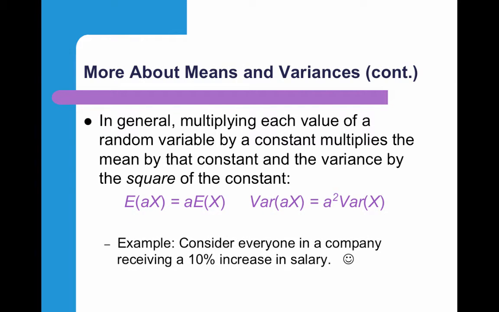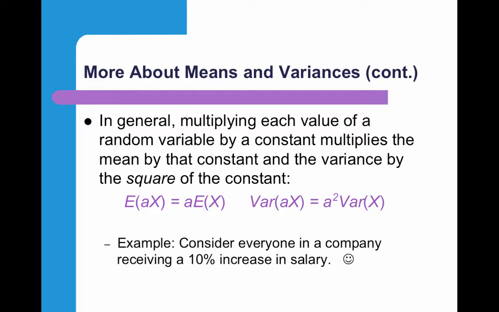Again, this would be written out. So if we are dealing with our expected value, and we have a constant times a variable, it just becomes that constant times our expected value. For the variance, if we are multiplying every value by a constant, to calculate the variance, you take that constant, square it, and then multiply it by the variance.